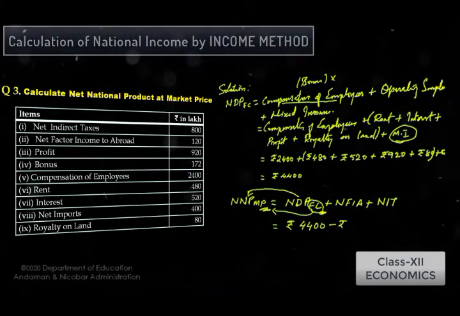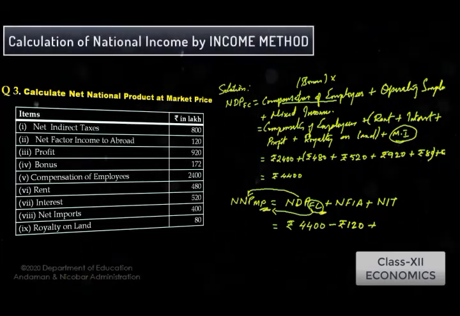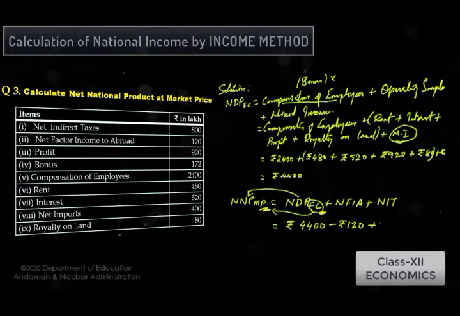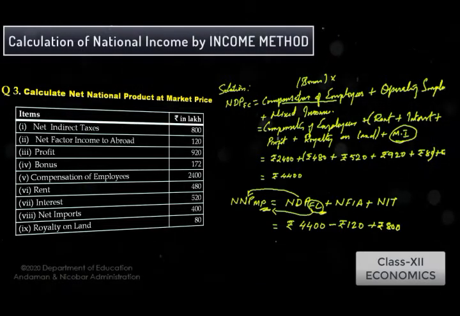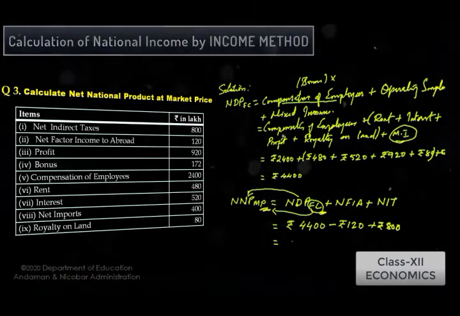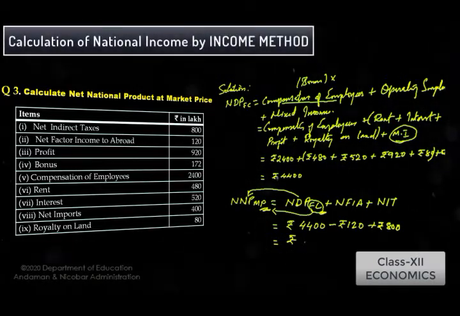And after that we have the value of NIT, that is net indirect tax, that is given as 800 rupees. So at last we get the value of NNP at market price as 5,080.